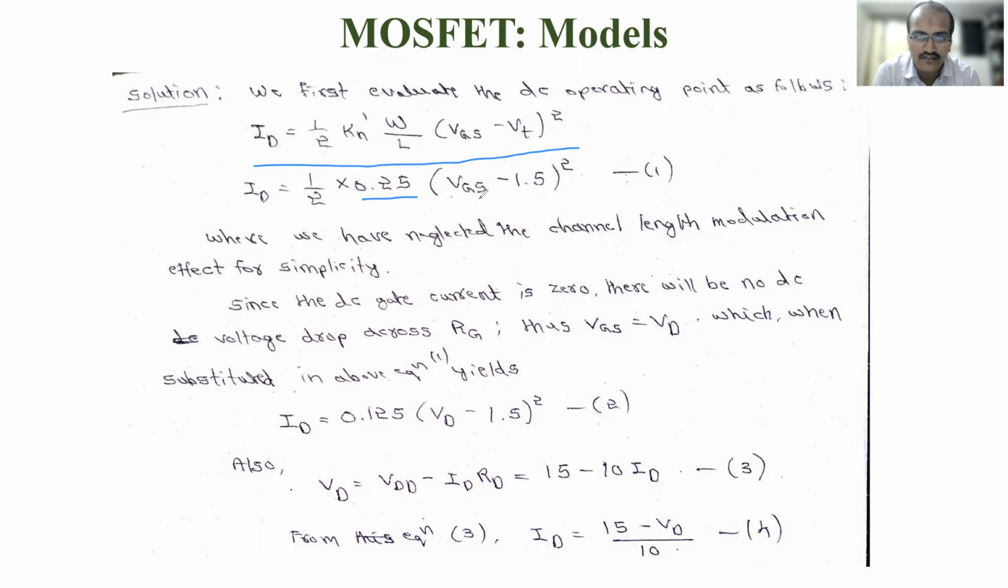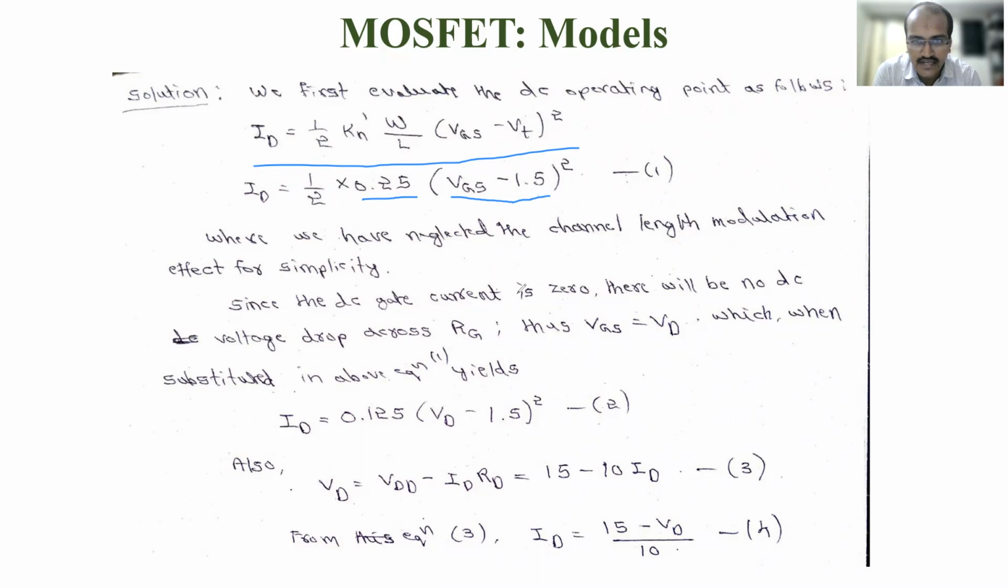And here I have VGS minus VT. The VT value 1.5 is substituted. VGS is not known. We have neglected the channel length modulation effect for simplicity. Throughout we are using lambda equal to 0.